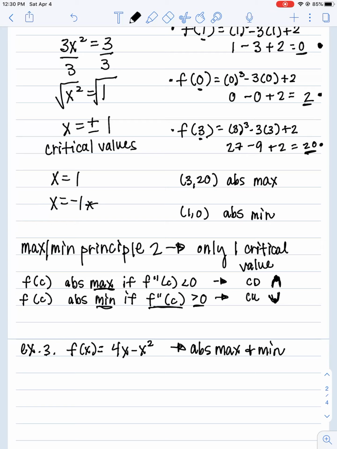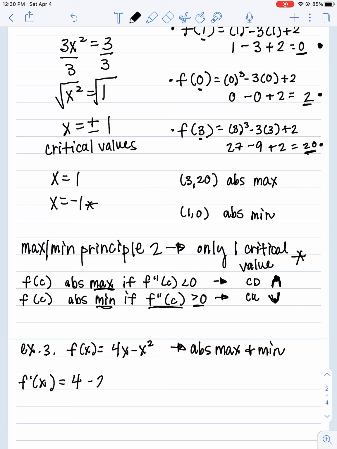And it does not give you an interval, okay? So guys, there is no interval given in example 3. And so because there's no interval given in example 3, you automatically know that you're not going to use max-min principle number 1. So we're going to attempt to use max-min principle number 2. And when we use max-min principle number 2, like it said, we hope that there's only one critical value. So let's find the critical value.